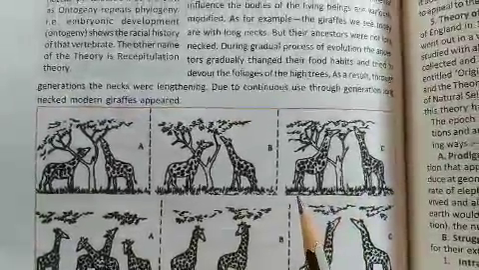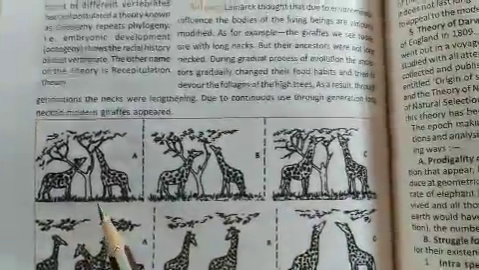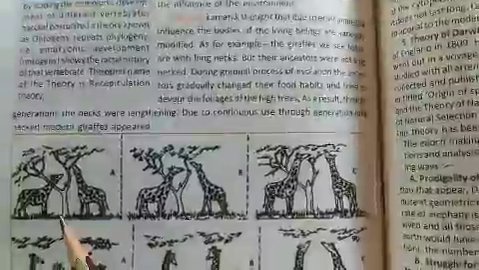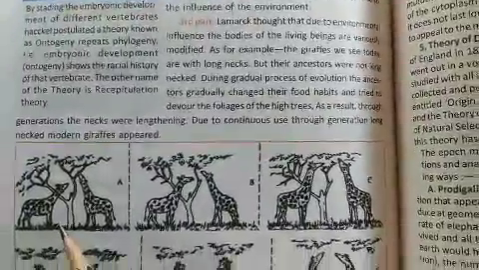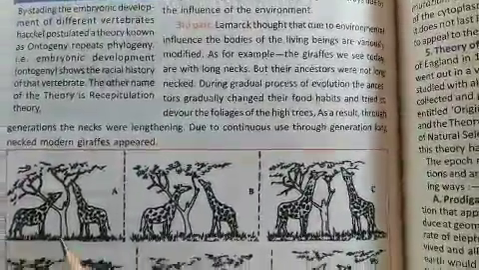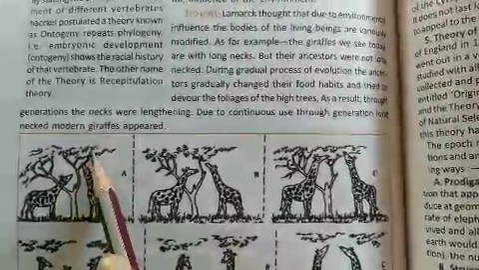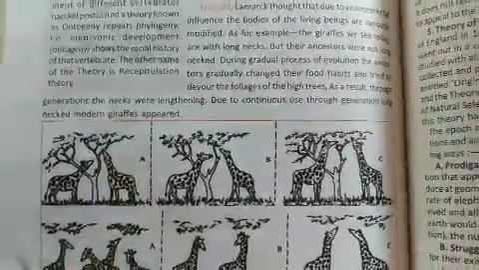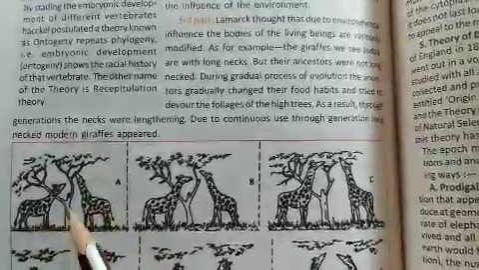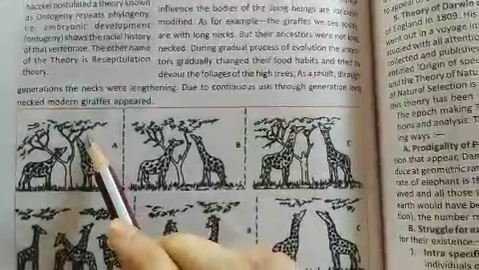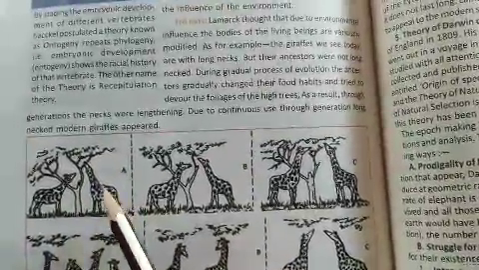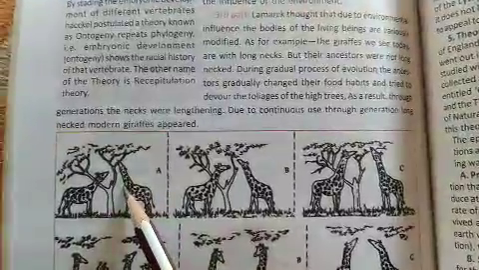So, according to Lamarck, all the ancestors of the giraffes were not long-necked. They gradually changed their food habit. They tried to devour the foliage of the leaves of high trees. And due to the continuous use of this food habit, they evolved into the long-necked modern giraffe.